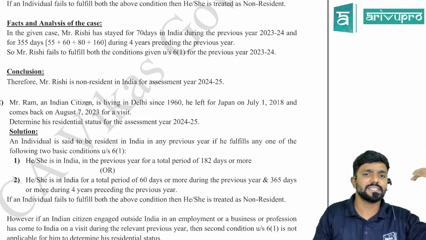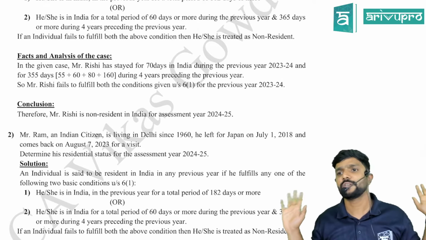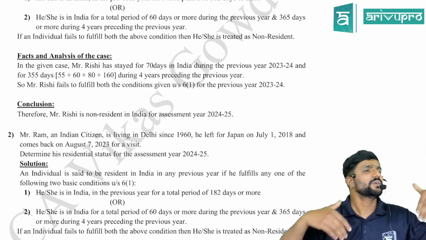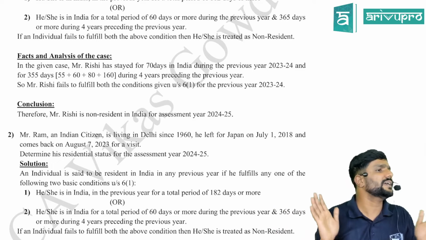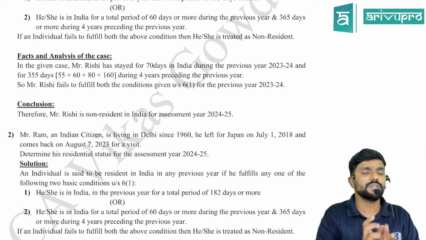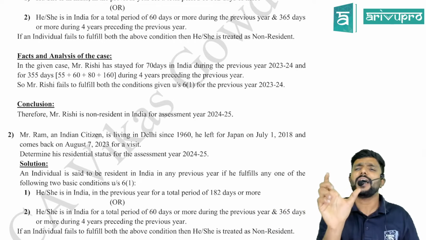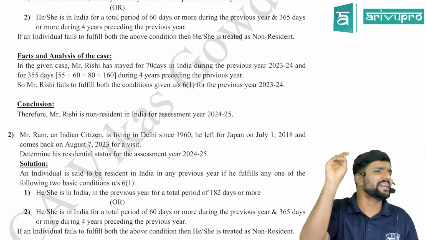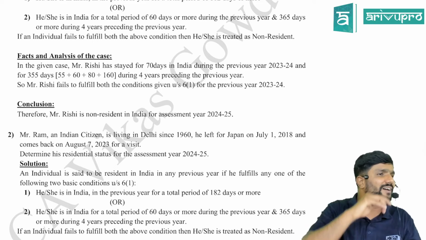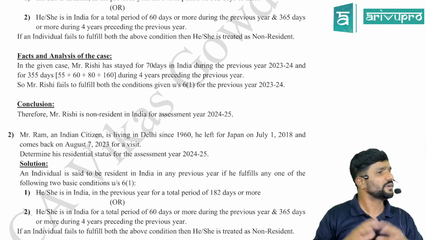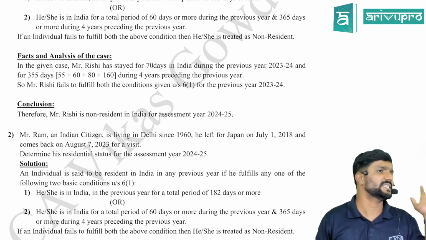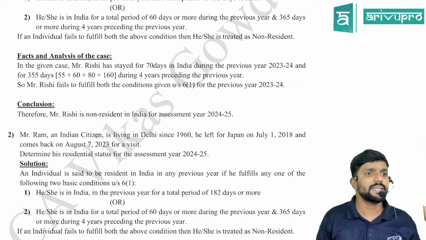Your analysis and all should be in the second paragraph. Means what are you trying to tell? Tell it in the second paragraph. Final conclusion should be 1-liner or maximum 2 lines. Don't again write the story there. Why is he non-resident? Why is he resident? Don't tell it there. Tell it in the analysis paragraph.